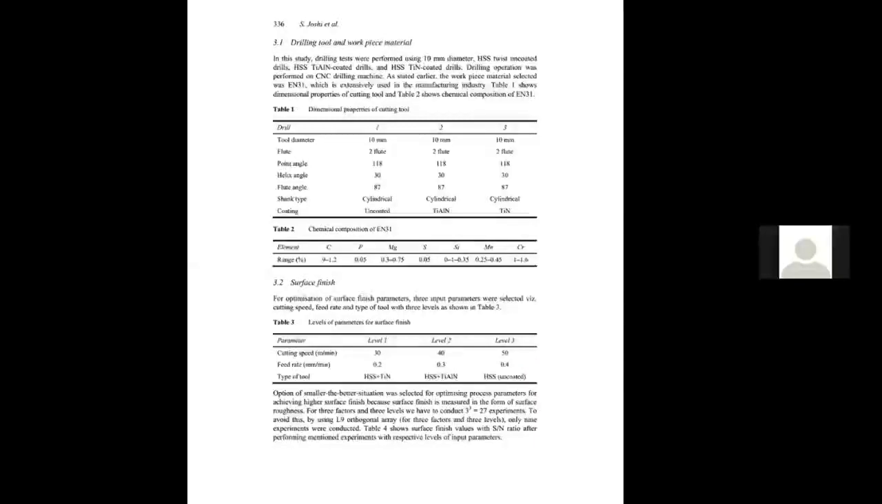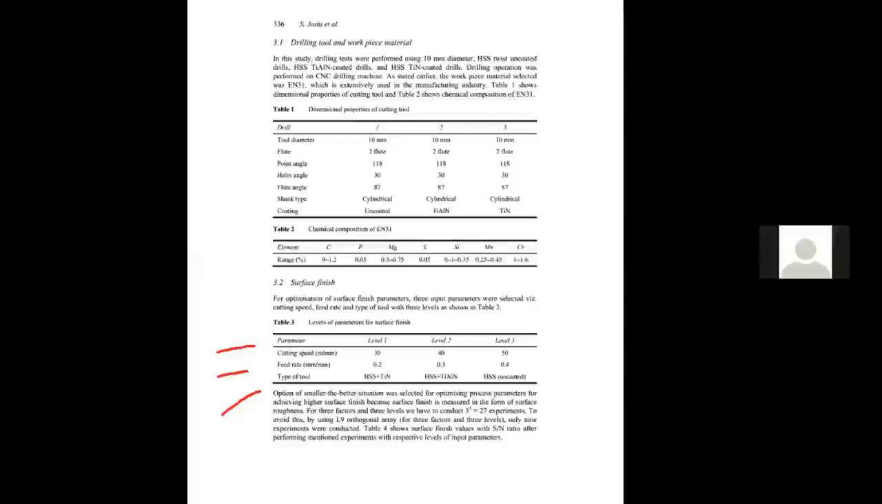See here how many different factors I have taken. Here you will come to know I have taken three factors. First factor is cutting speed, second factor is feed rate, and third factor is type of tool. If it is our example of tea, first factor is your tea powder, second one is sugar, third one is amount of water, like this. So I have taken three factors. Now what three levels have I taken?